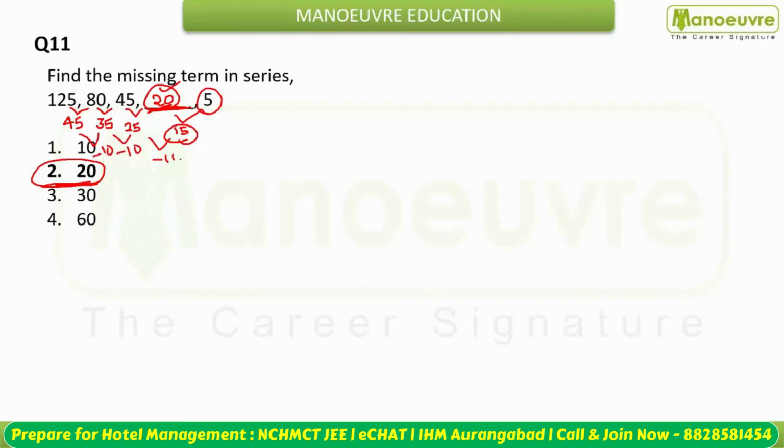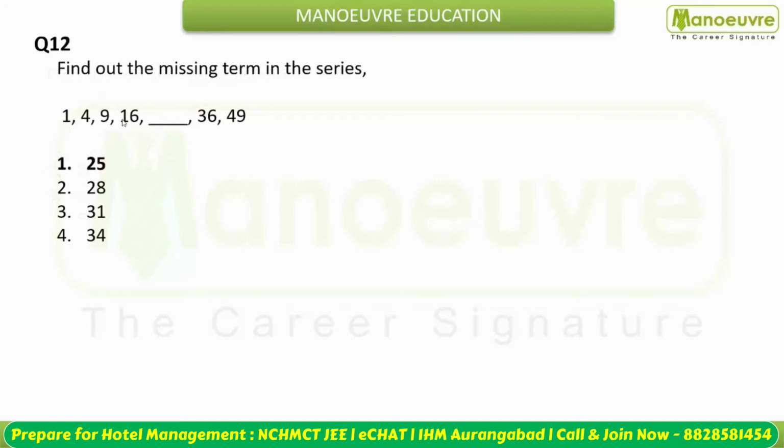Okay, next again from the number series, and this one is a very easy question. You are given 1, 4, 9, 16, dash, 36, 49. You can directly hit the answer. These are the squares of natural numbers. So the next is going to be 25. 1 square, 2 square, 3 square, 4 square, and this should be 5 square. That is 25 is the answer.